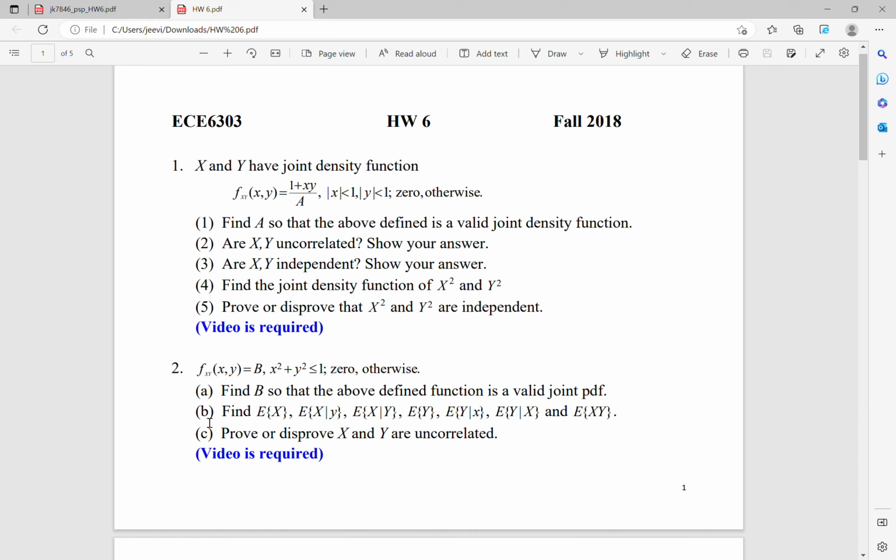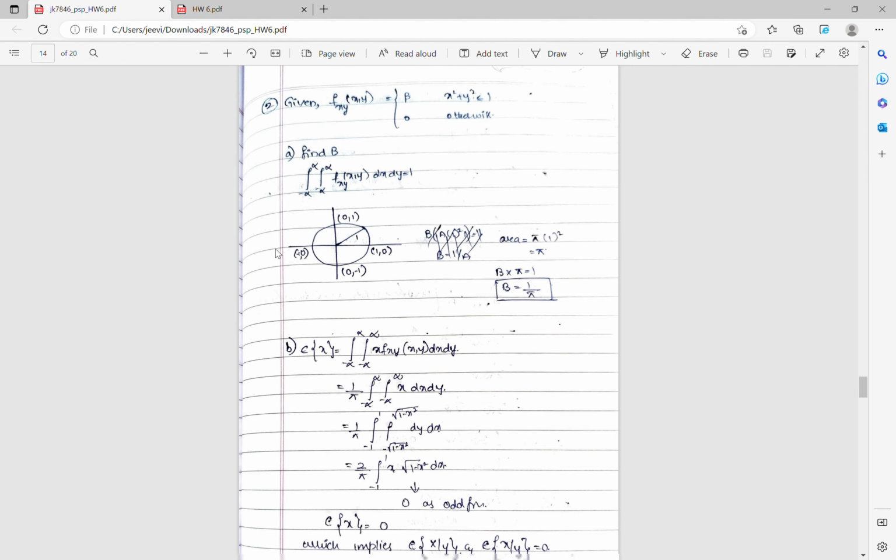In the second part, we are supposed to find expected value of X, expected value of X given Y, expected value of Y, expected value of Y given X, and expected value of X comma Y. Now let's look at that.